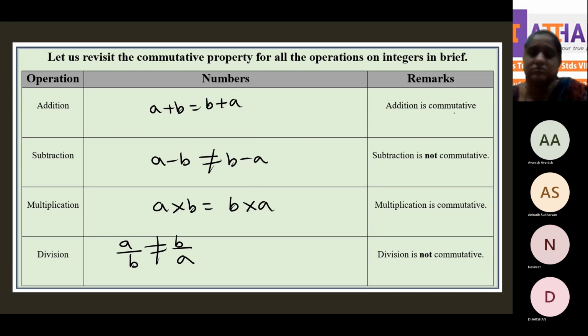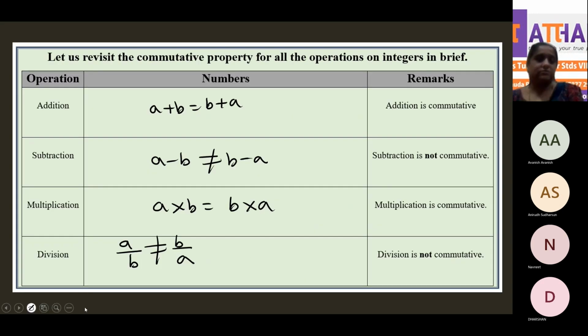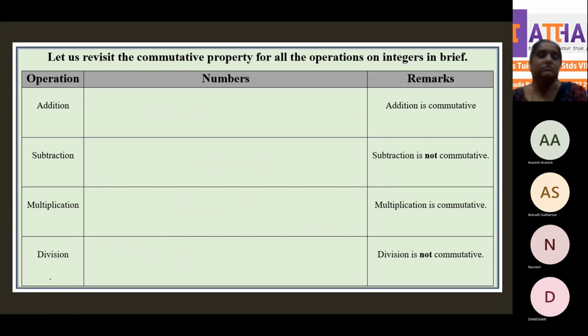Is this understood, children? Yes, ma'am. One minute. Yes, ma'am. One minute. Take a picture of this one.